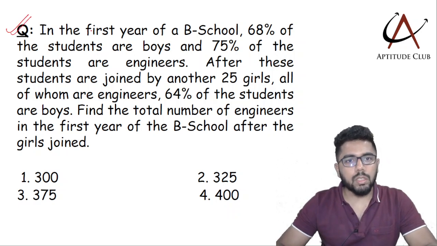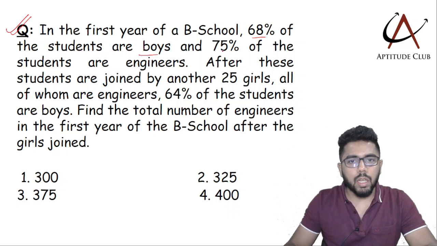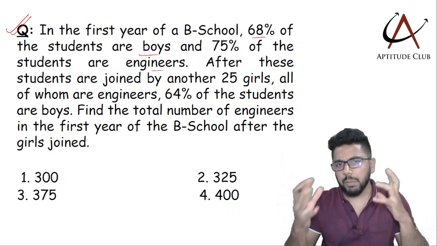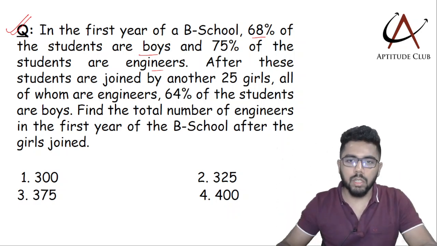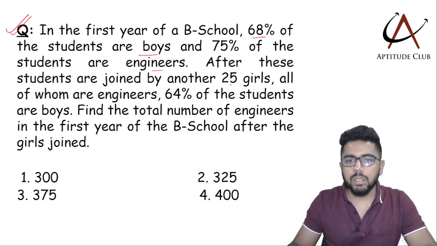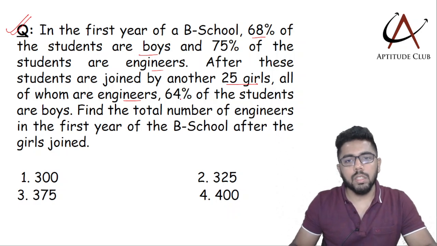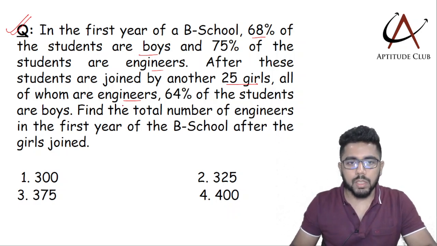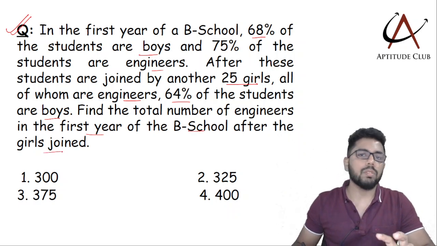So what is given: in the first year of a B school, 68% of the students are boys and 75% of the students are engineers. So two types of categorization: boys and girls, engineers and non-engineers. Now these students are joined by another 25 girls, all of whom are engineers. So now 64% of the students are boys. Find the total number of engineers in the first year of the B school after the girls have joined.